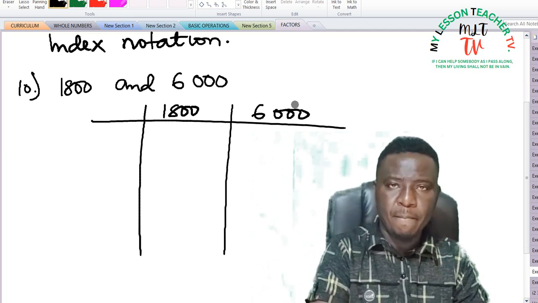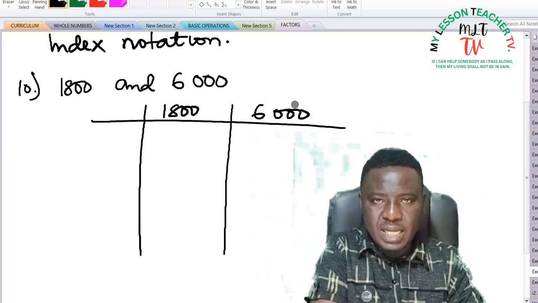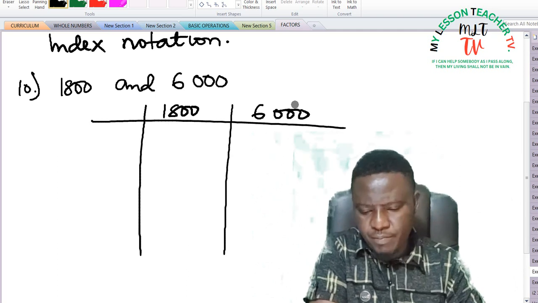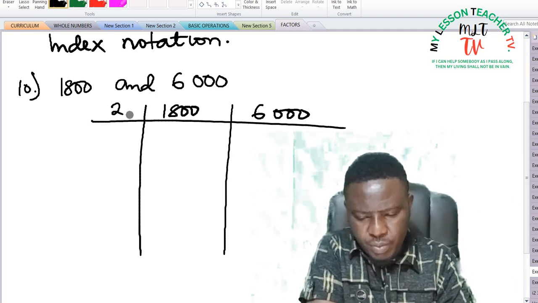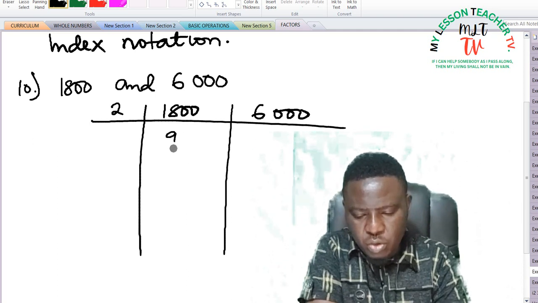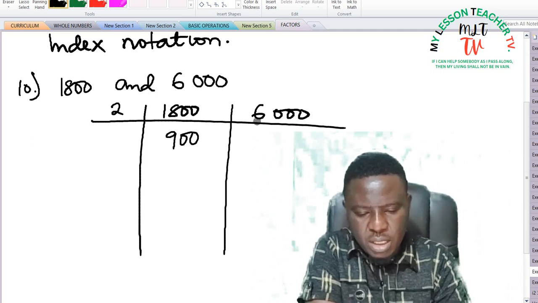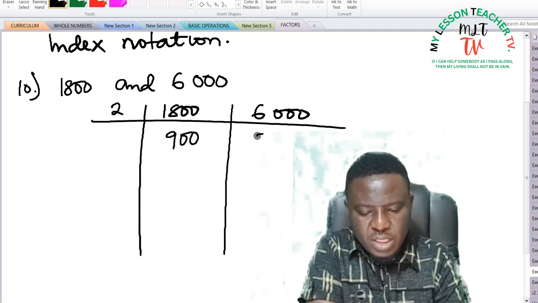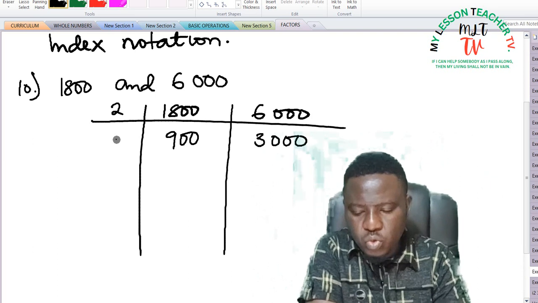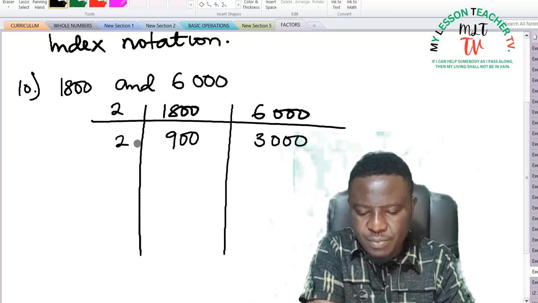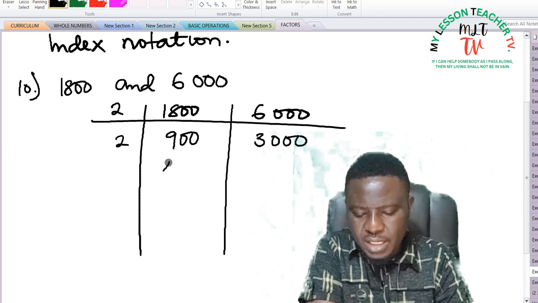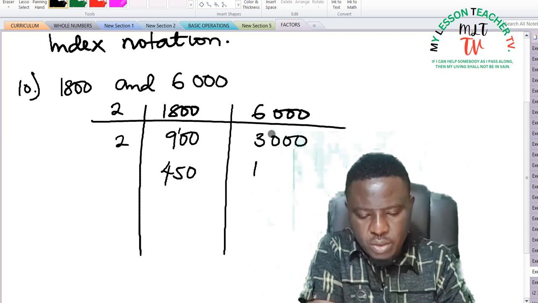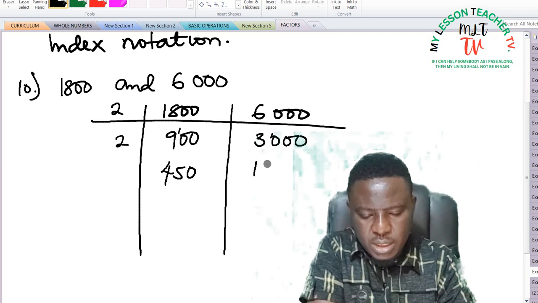So 2 can divide, because the rule for divisibility by 2 is that the last digit must be an even number. So 2 can divide 1,800 900 times and can divide 6,000 3,000 times. 2 can still divide based on the same reason. 2 into 9 is 4 remainder 1. 2 into 10 is 5, into 0 is 0. 2 into 3 is 1, remainder 1. 2 into 10 is 5, into 0, 0, into 0, 0.